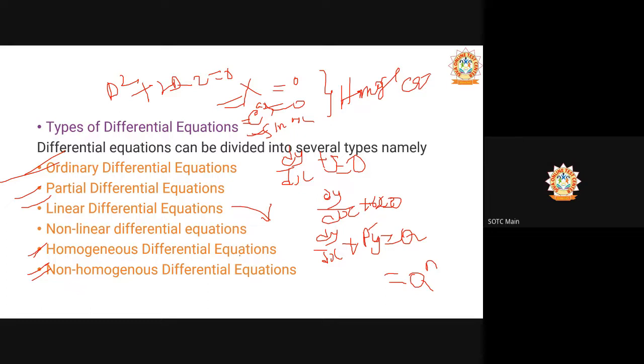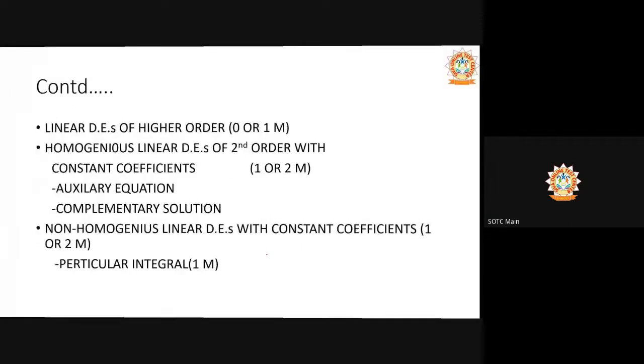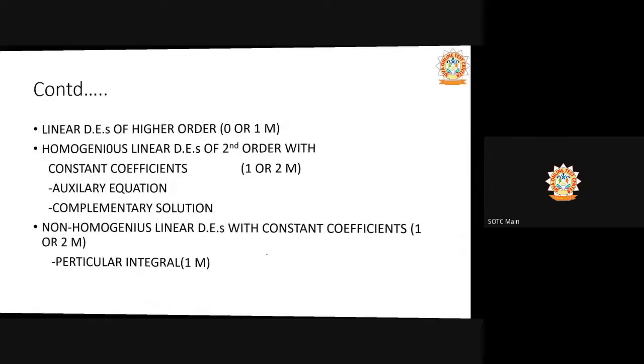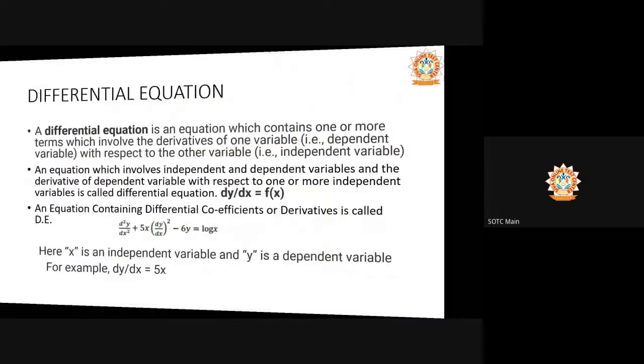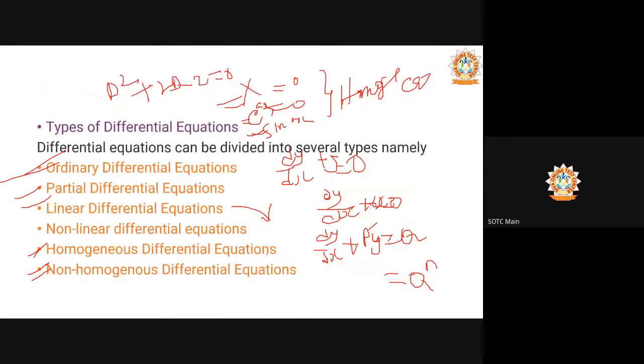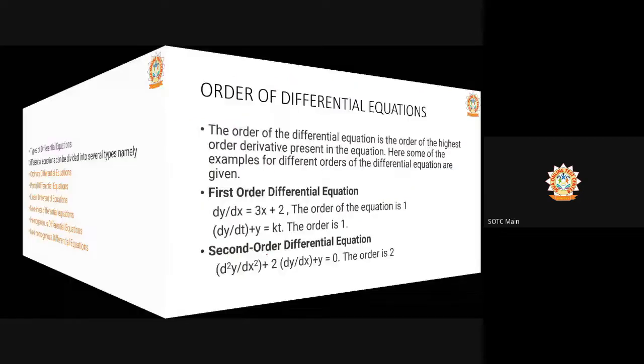In the case of a homogeneous differential equation, the general solution becomes the complementary solution, right? In the case of a non-homogeneous differential equation, one more factor is added, that factor is the particular integral. So the solution of the differential equation becomes the complementary function plus the particular integral, right? So these are the types of differential equations.